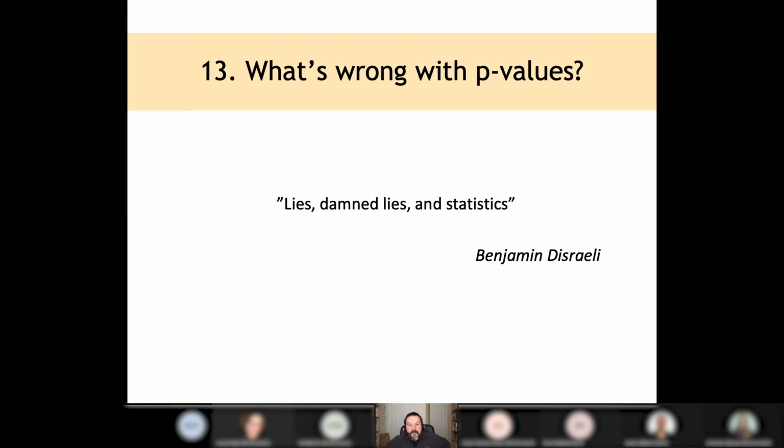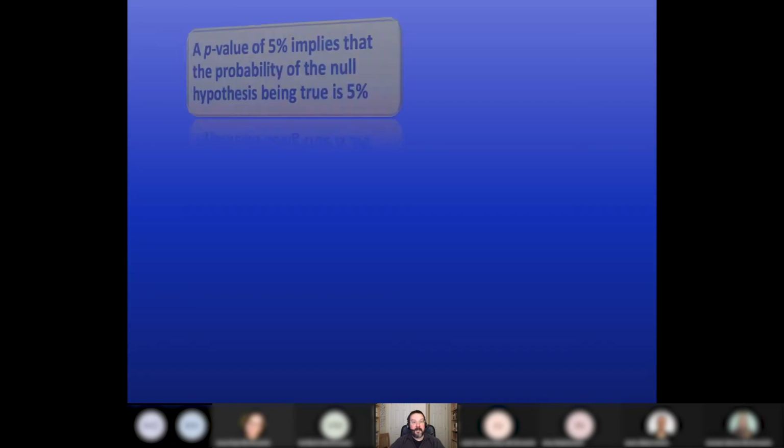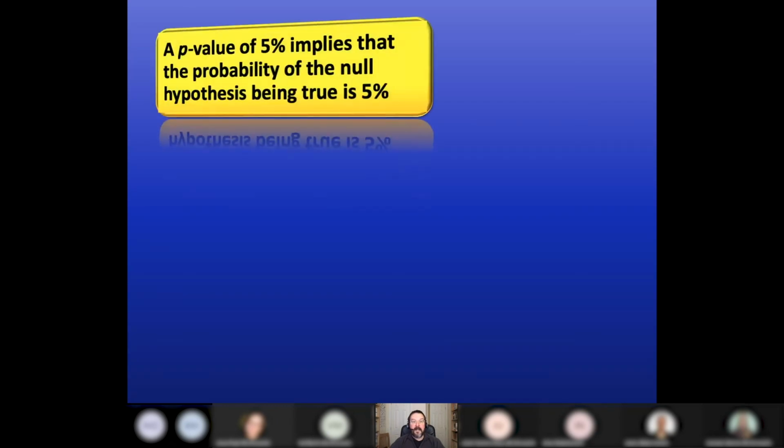Okay, something smells fishy. What's wrong with these p-values? Let's do a little test. I will read you a statement about p-values, give you some time to think about it, and then tell you whether your answer was correct or not. Let's play the p-values quiz. The first statement. A p-value of 5% implies that the probability of the null hypothesis being true is 5%. Think about it.